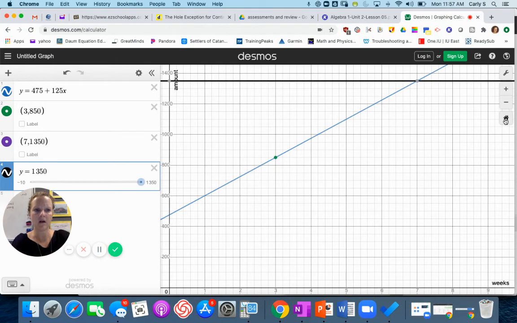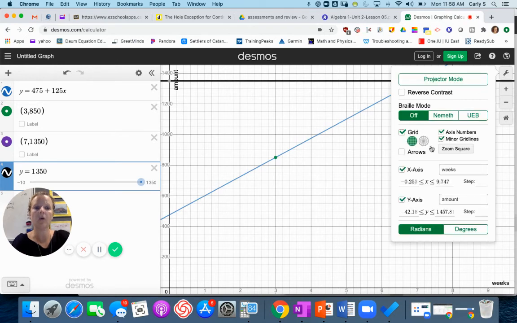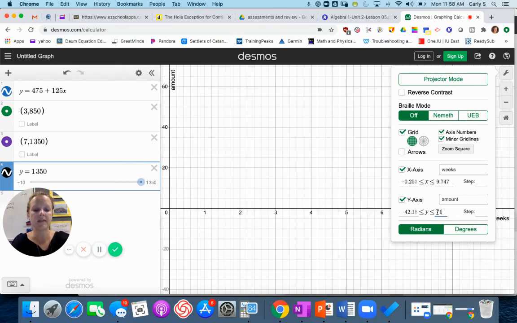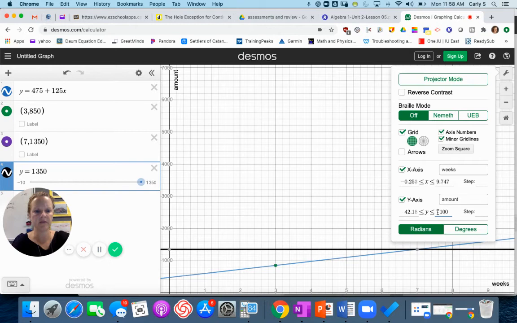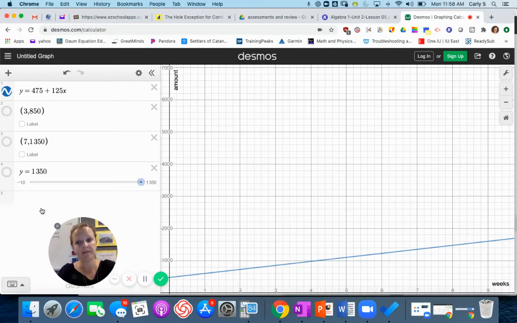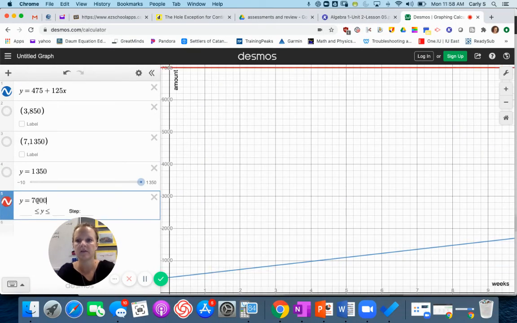Now, how long will it take for her to reach her goal? Now I need to change her y-axis. Her goal was 7,000, so I just need a little bit of room. So I'm going to do 7,100. I'm going to turn off these points and move my head. I want to know how long it takes her to reach her goal. Her goal was $7,000. There we go.